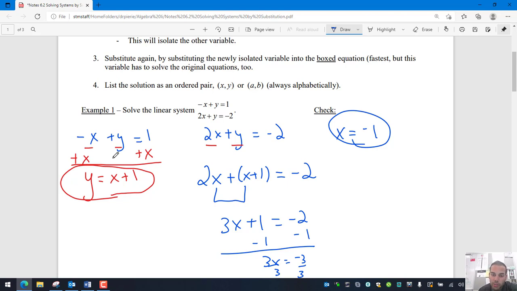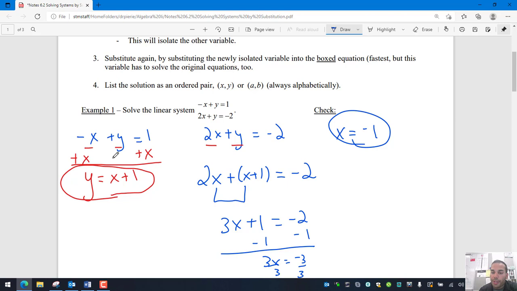Then I substituted x plus 1 in for y in the second equation, and I solved for x. Okay, so I've solved for one of my variables. Now I need to solve for the other. So I know that x is the exact same thing as negative 1.